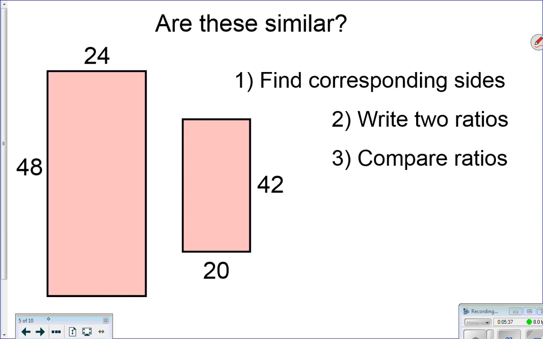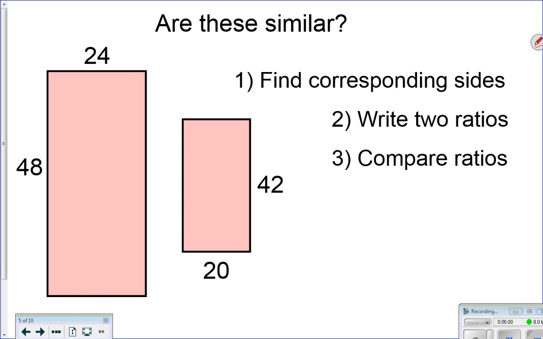All right, so the first thing we're going to do is figure out if these two things are similar or not. Okay, they look like it because, number one, they look like they're the same shape. But we're going to figure out if they're actually similar or not. So the first thing I want to figure out is what sides correspond here. What sides correspond with what? What side corresponds with 48 up here? What number over there corresponds with 48?